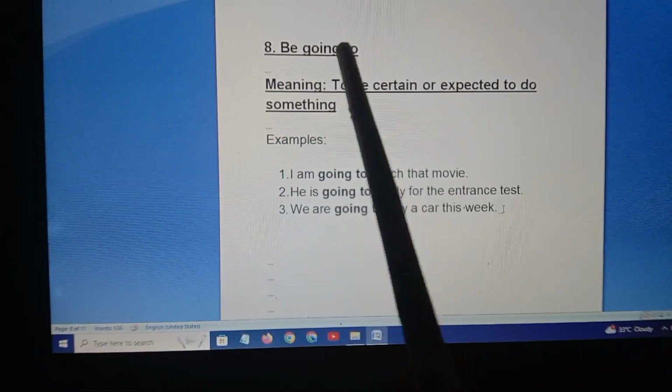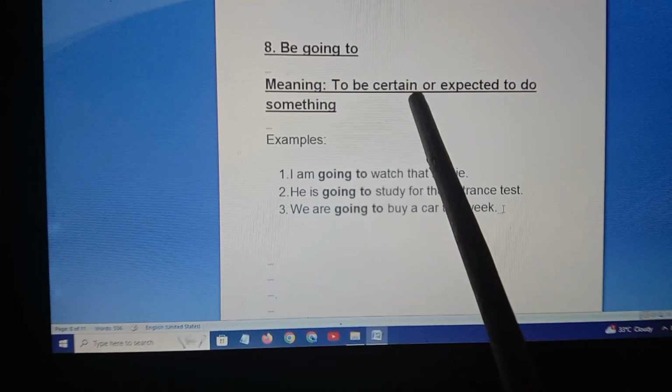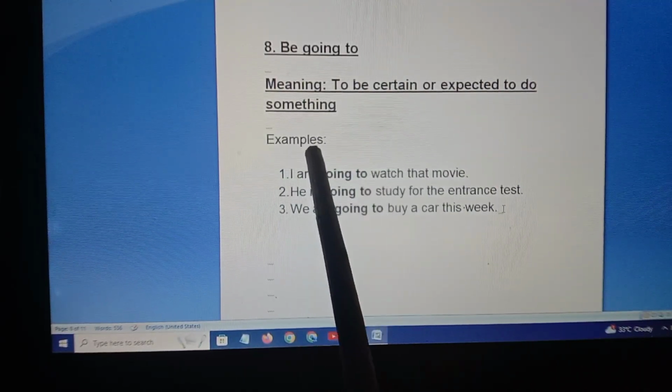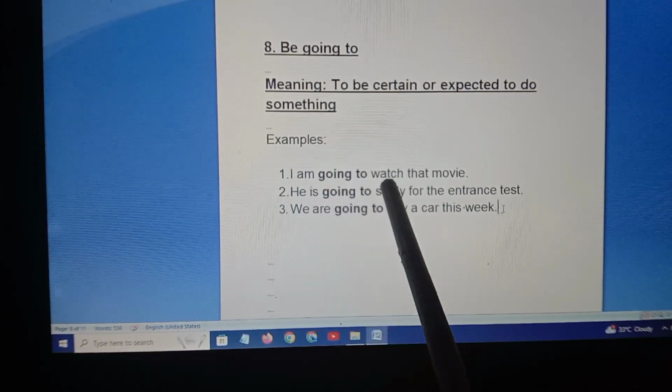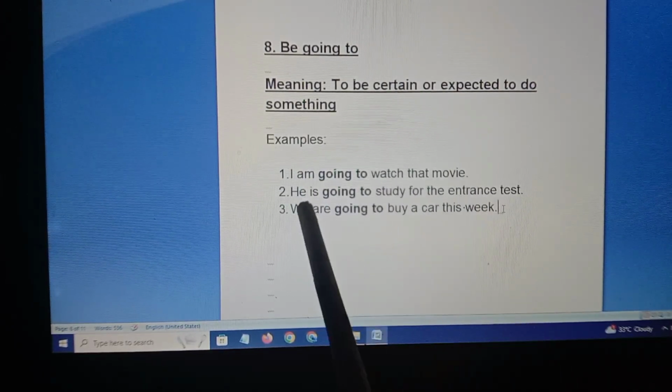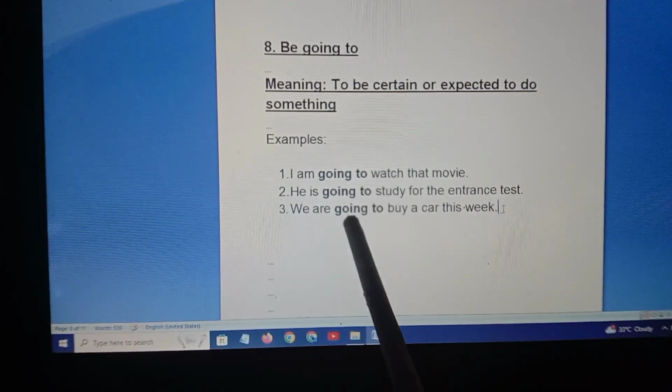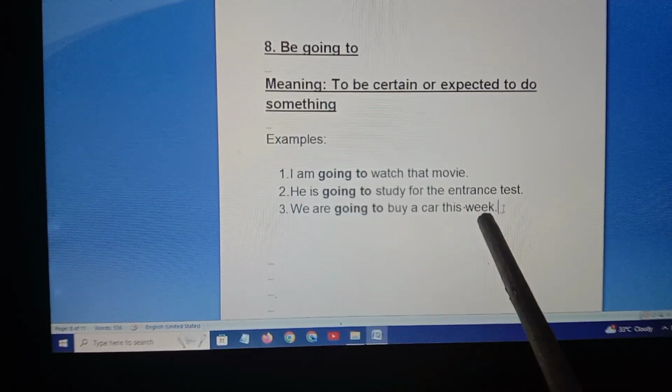Be going to, meaning to be certain or expected to do something. Examples: I am going to watch that movie. He is going to study for the entrance test. We are going to buy a car this week.